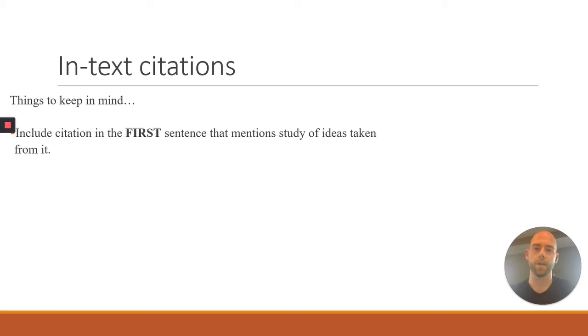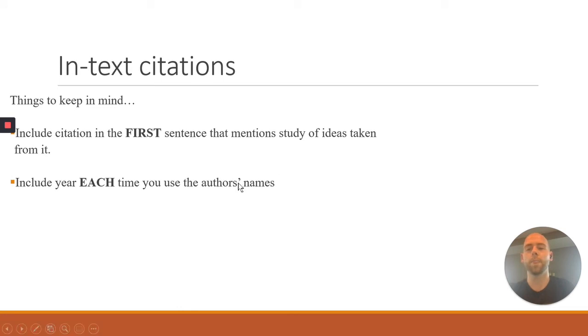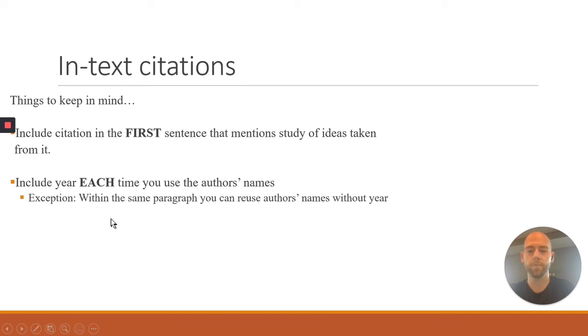Every time you use your authors' names, you're going to include the year, except if you're talking about them in the same paragraph. So if you have an article by Smith from 2005 and you cite Smith 2005 the first time and you continue talking about it for several sentences in a row, then you can just say Smith without repeating the 2005. But as soon as you say anything about another study and then you go back to Smith, you need to say Smith 2005 to make sure you're being very specific about which paper you're talking about.